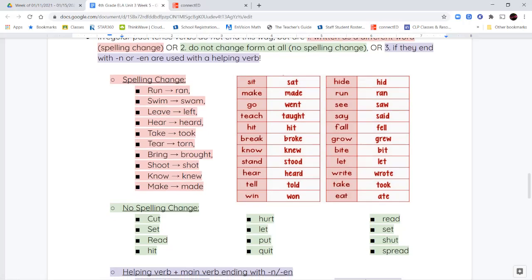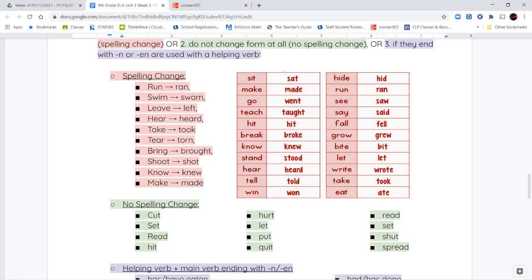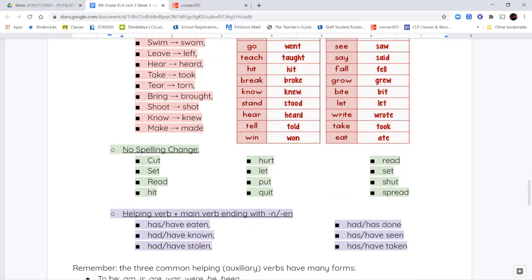Now, words that do not change form, that are both past tense and present tense, are in green. So cut, set, read, hit. Now, I'm telling you no spelling change. I didn't say no pronunciation change, because read becomes read. Today, I will read the book. Yesterday, I read the book, but the spelling stays the same.